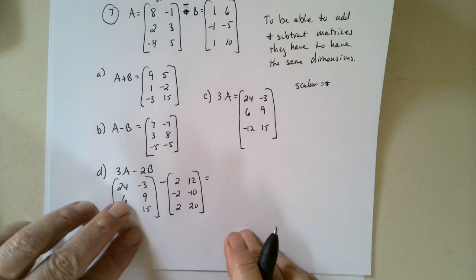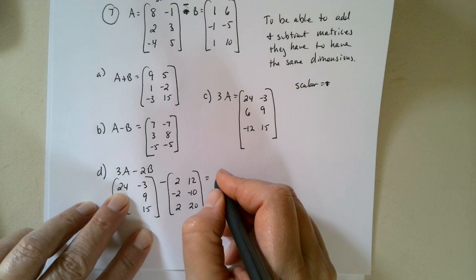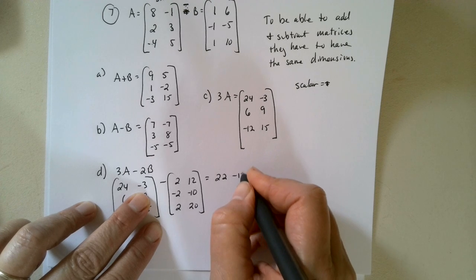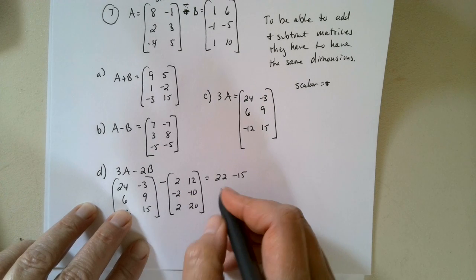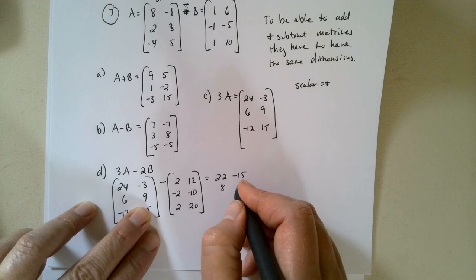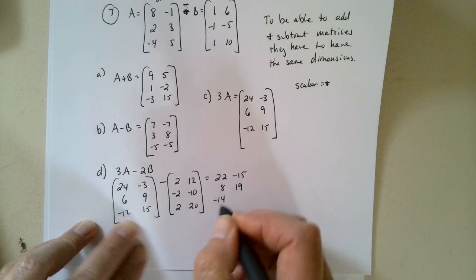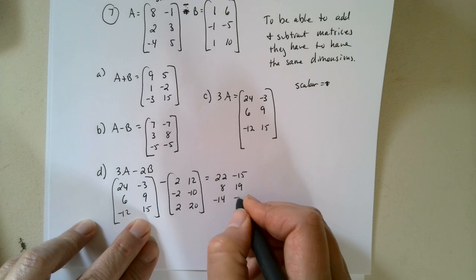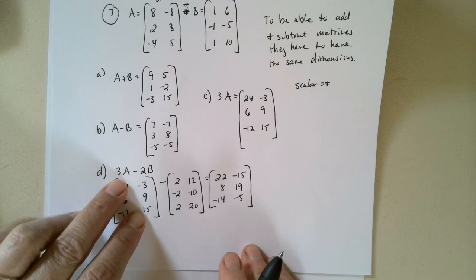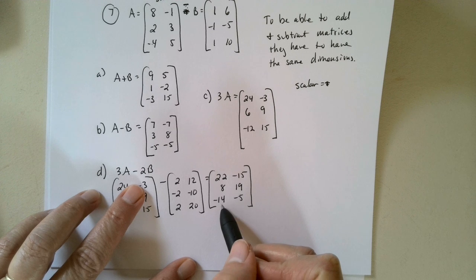Now I just want to subtract our answers here. 24 minus 2 is 22. Negative 3 minus 12 is negative 15. 6 minus negative 2 is 8. 9 minus negative 10 is 19. Negative 12 minus 2 is negative 14. 15 minus 20 is negative 5. So 3a minus 2b is 22, negative 15, 8, 19, negative 14, negative 5.